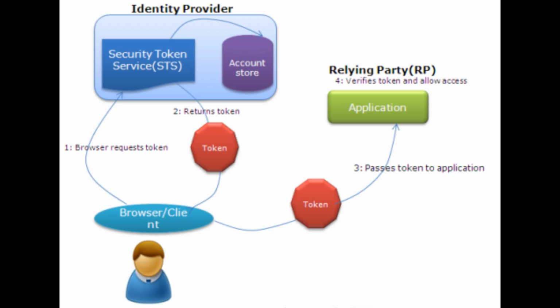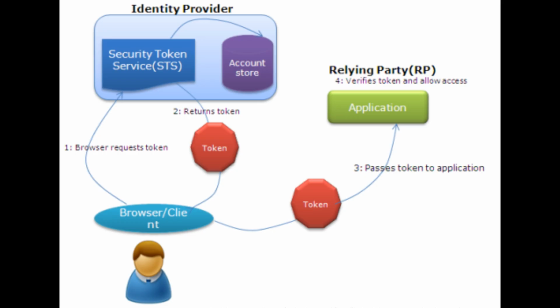The implicit flow was designed for browser-based apps that can't keep secrets, but it's now considered insecure and deprecated. The client credentials flow is for server-to-server authentication, where there's no user involved, just 2 systems talking. The device flow is for devices without browsers, like smart TVs, where you enter a code on another device. And the newer authorization code with PKCE flow adds extra security for mobile and single-page apps.